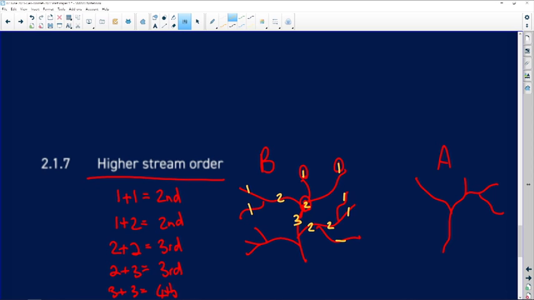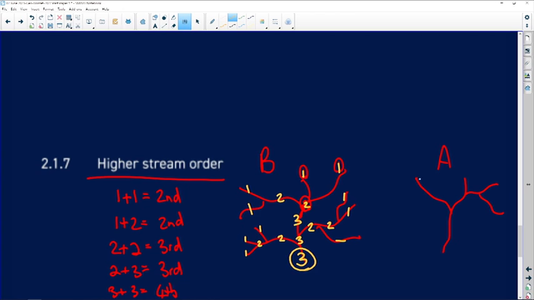A third stream order and a second stream order stays a third. There's a first stream order and a first stream order, that's a second. A first and a second stays a second. A second and a third stays a third stream order.